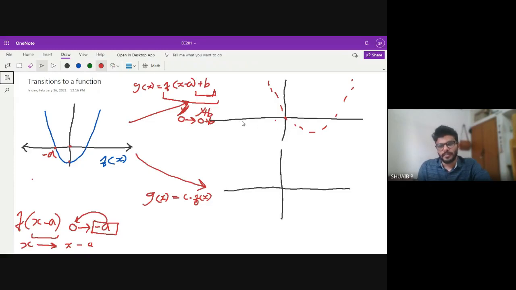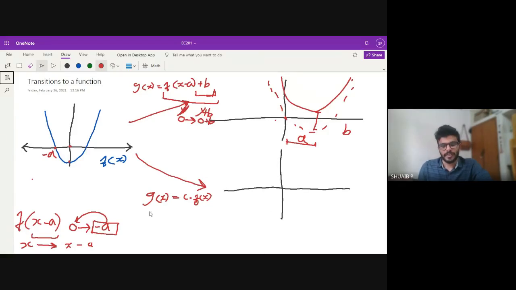Okay, so you can see this curve will be shifted upward by b. And this translation will be by an amount of a.